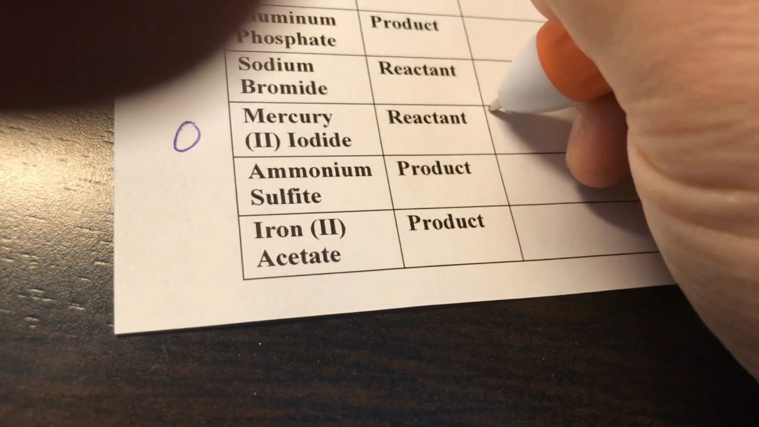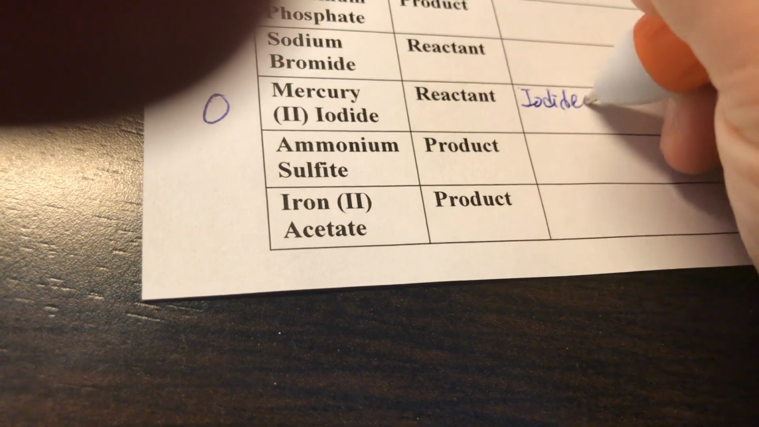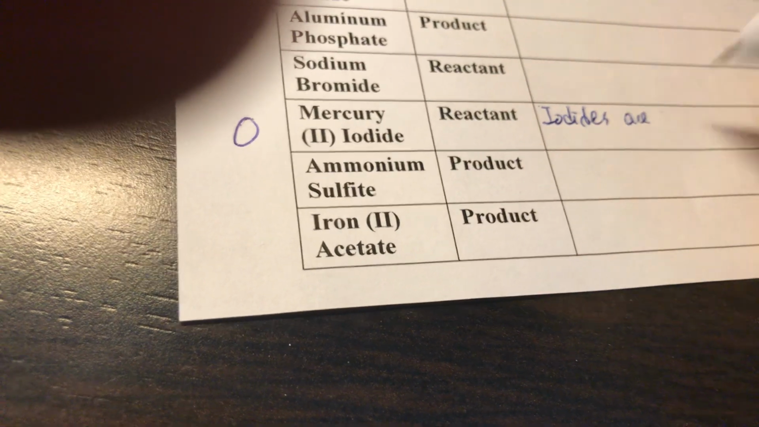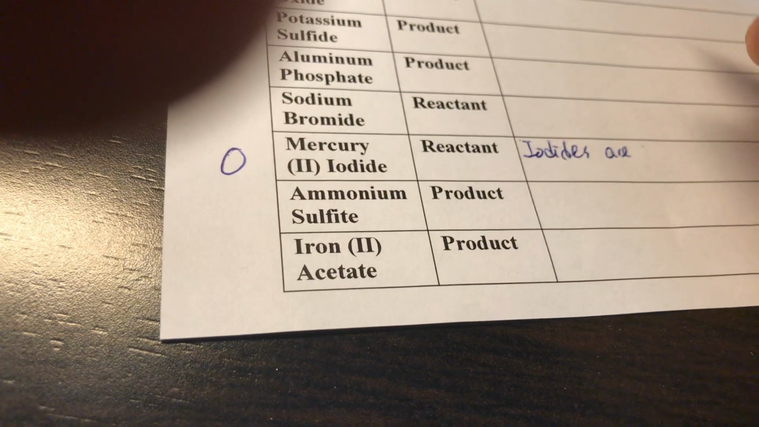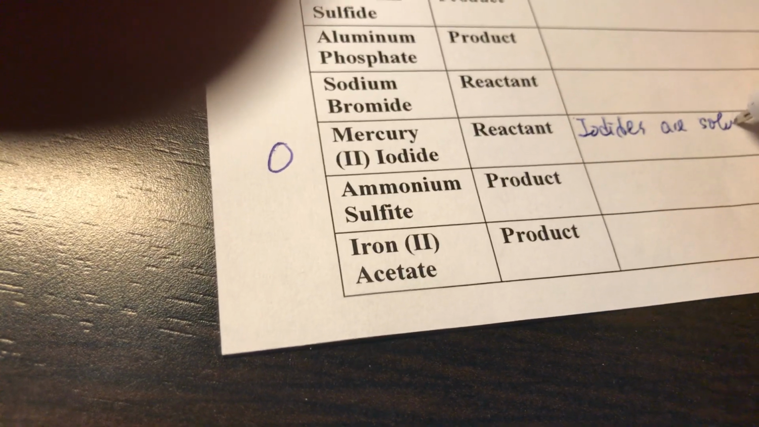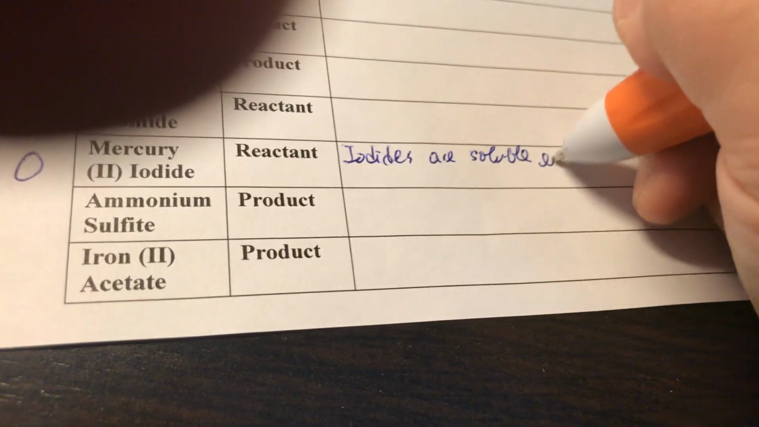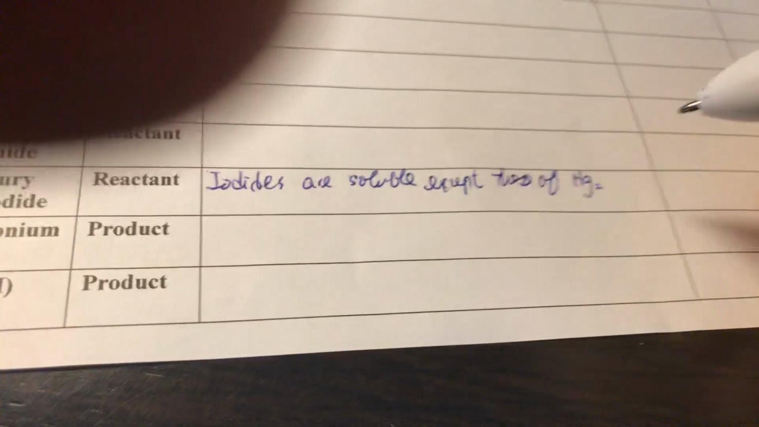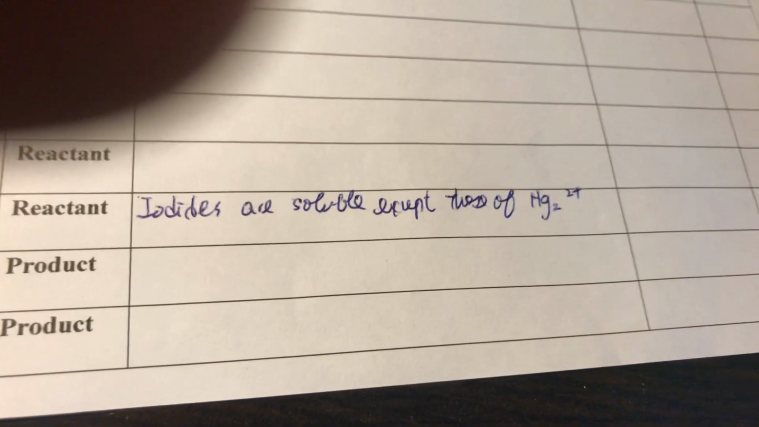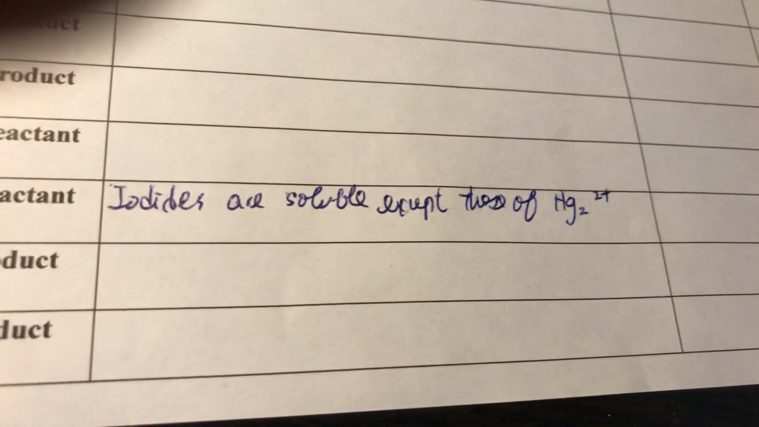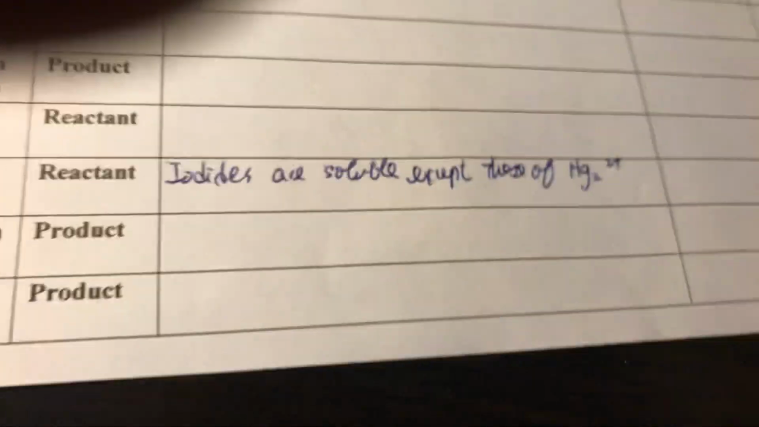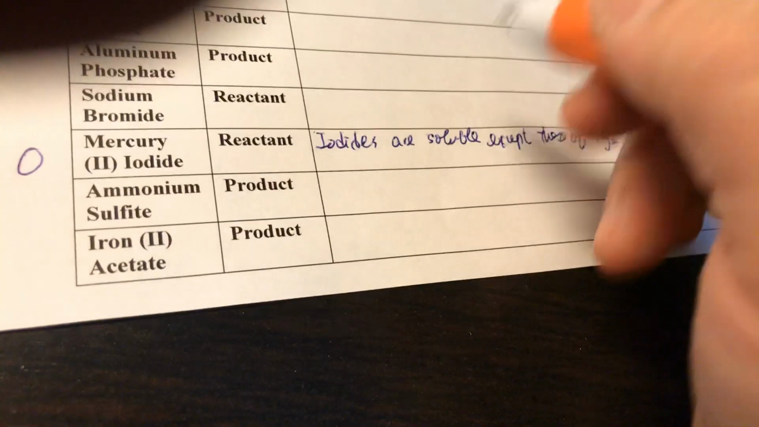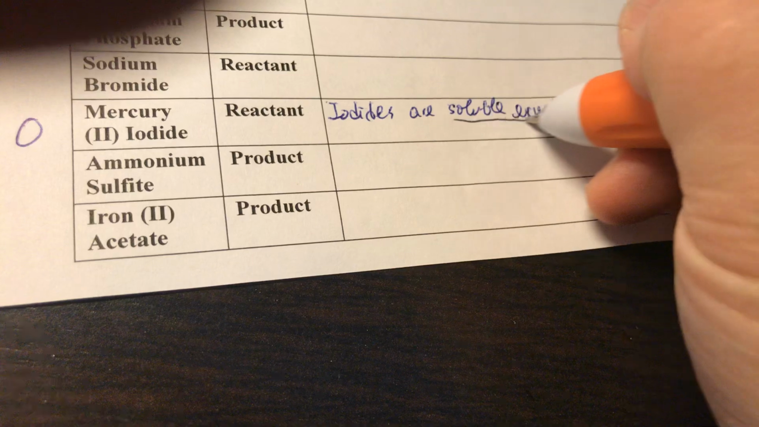So iodides are soluble except those of Hg2 2+. Iodides are soluble except those of Hg2 2+. Okay, so I do. Oh, this should be black pen. Okay, this should be black pen. So I do have exception here.